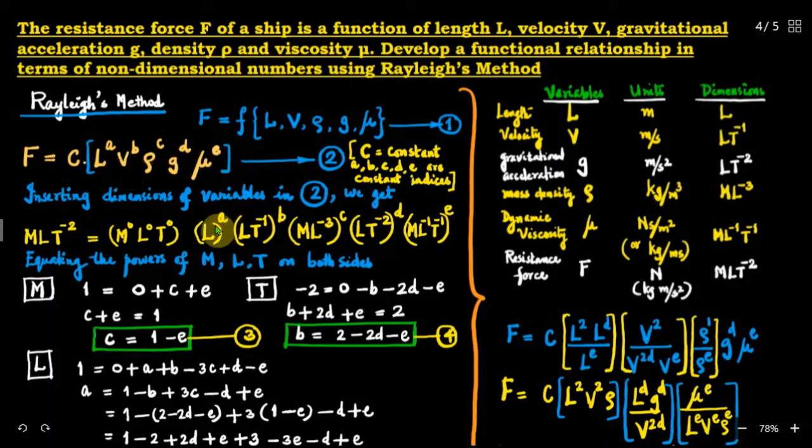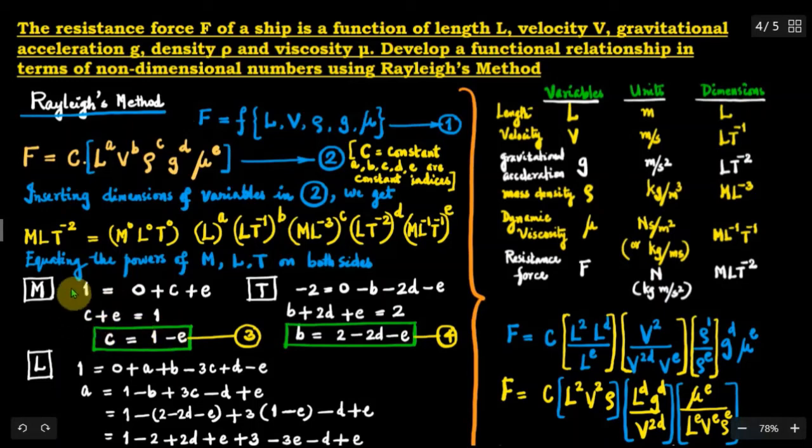But since we have 3 fundamental dimensions M, L, T required to represent these variables, we can frame only 3 equations. See, that is a limitation to Rayleigh's method. So Rayleigh's method will be difficult to use when the number of variables involved in the given physical phenomenon is more than 4. So what we can do is the following.